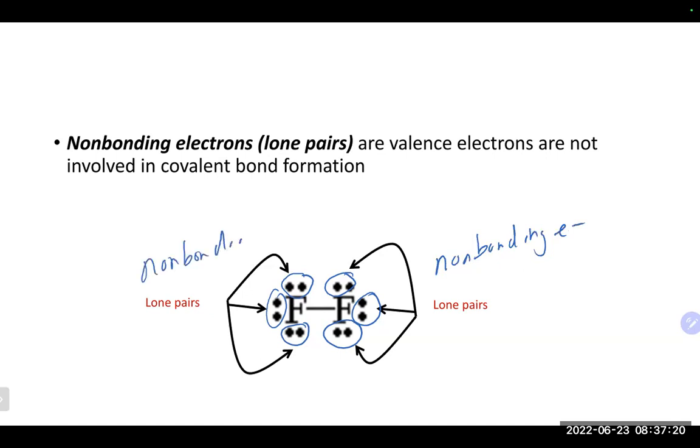I personally call it lone pairs because that's kind of what they beat in my head when I went to school. But if I say lone pairs, it's the same thing as non-bonding electrons. It is all the dots that are there in your Lewis structure.